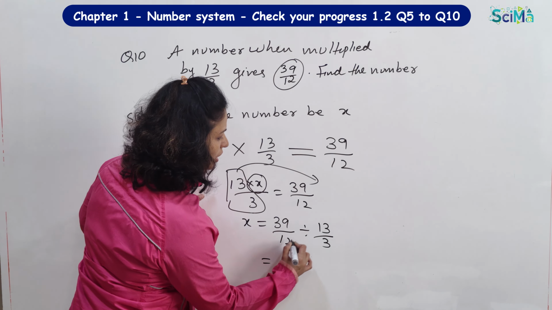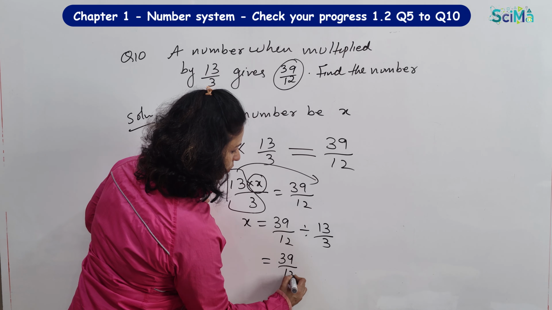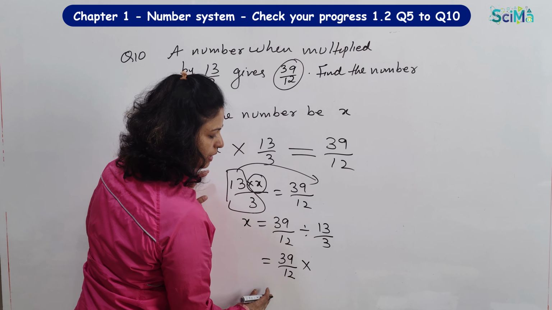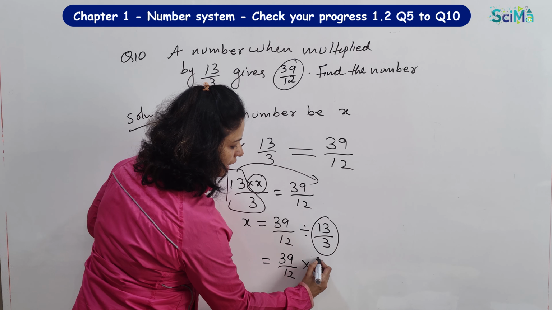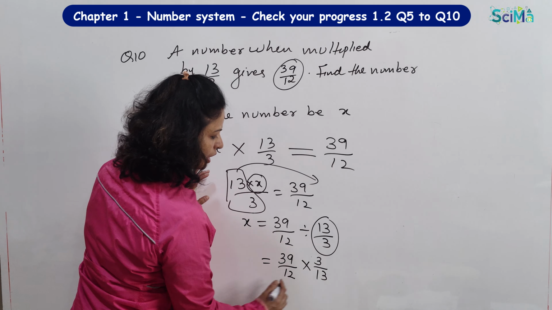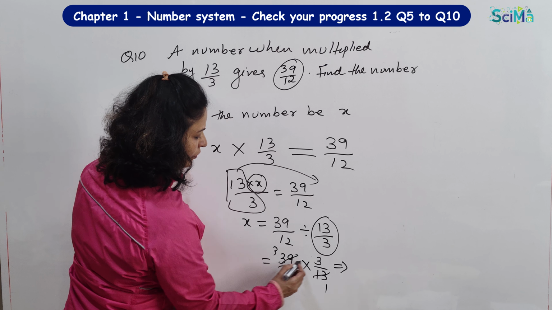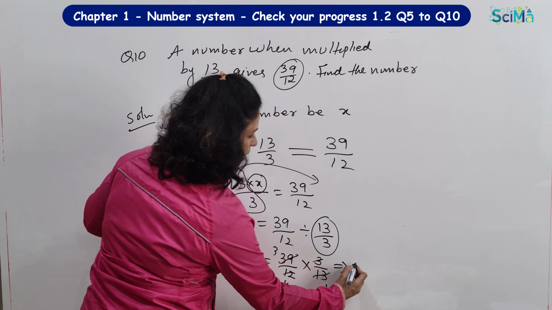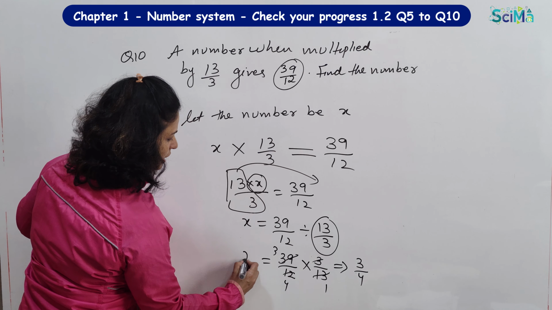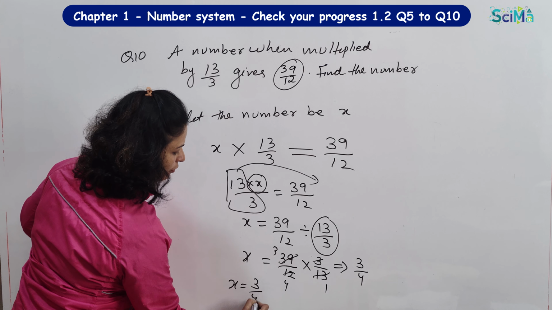So here now I will solve only this part. So 39 by 12, division converts into multiplication, and reciprocal the second number, 3 by 13. What you can solve after that very easily: 13 ones are 13, threes are 3, fours are 12. So you get 3 by 4. So the x value you get is 3 by 4.